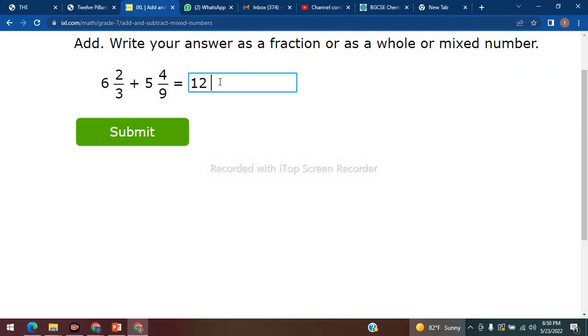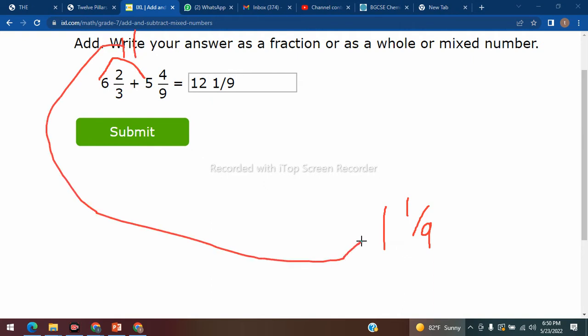Where did 12 come from? The 12 comes from, remember, we had 1 and 1 over 9. The 6 and the 5 is already 11. So when we add the 11 and this 1, that's where we get the 12. And then the 1 over 9 stays.